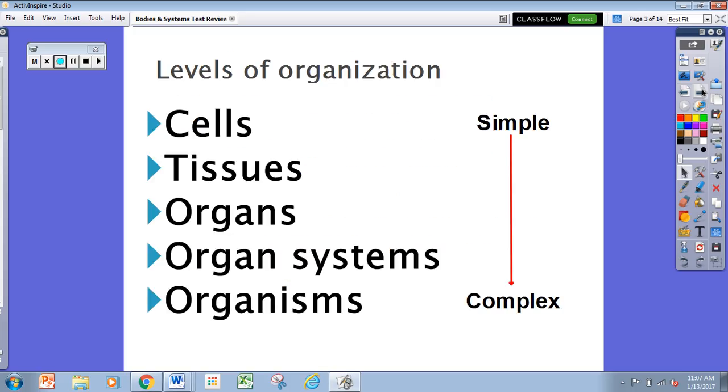We've talked about from the beginning, within living things or organisms, there are different levels of organization. And those levels go from very simple to very complex. So in order, from simple to complex, there's the cell level, then next after that is the tissue level, organs, organ systems, and then a complete organism. Again, that's going from simple to complex.